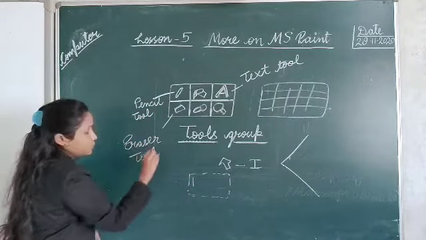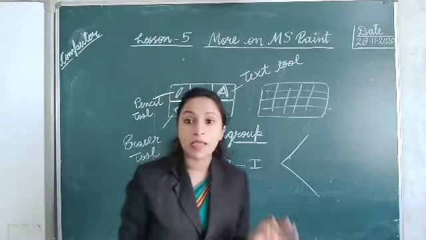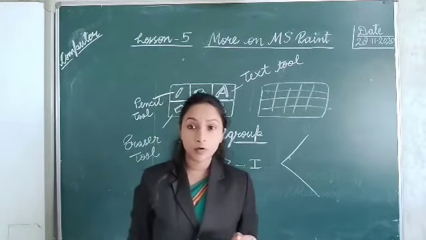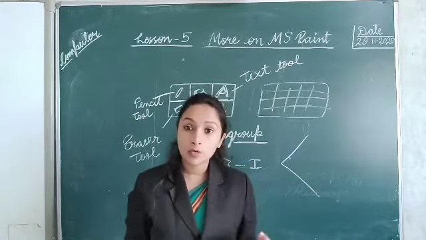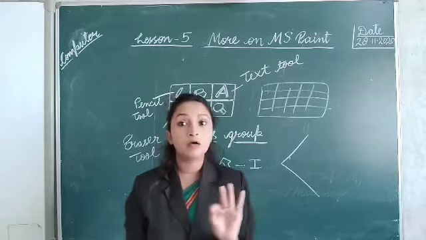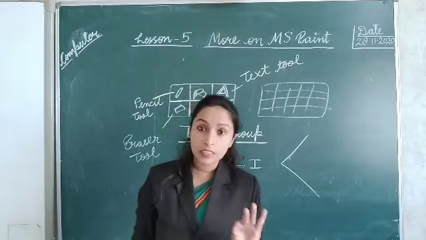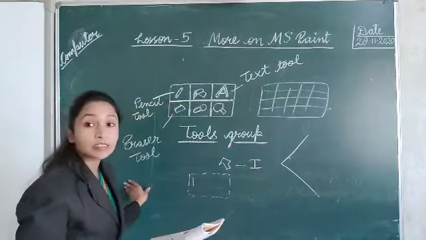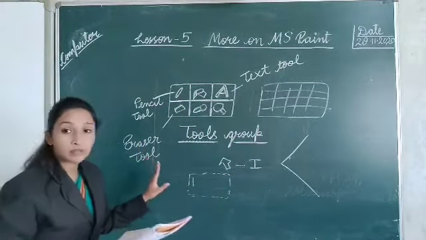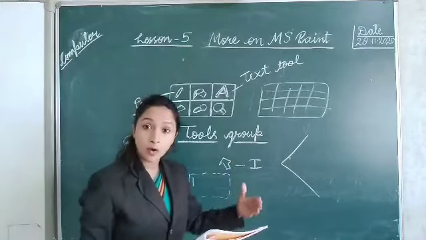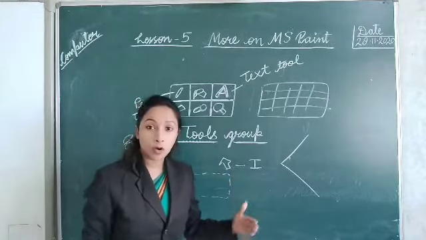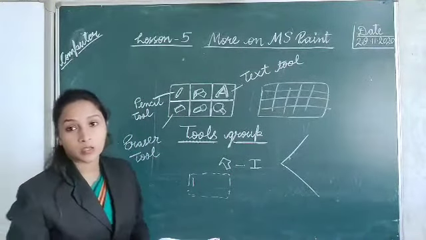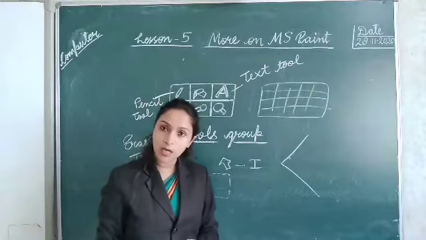Eraser tool. As you write in a copy, if you have written any wrong word by mistake, what do you use? You use an eraser to erase the mistake word. Similarly, in Paint also it is given. If you have drawn something wrong, then you can use the eraser to erase the picture.